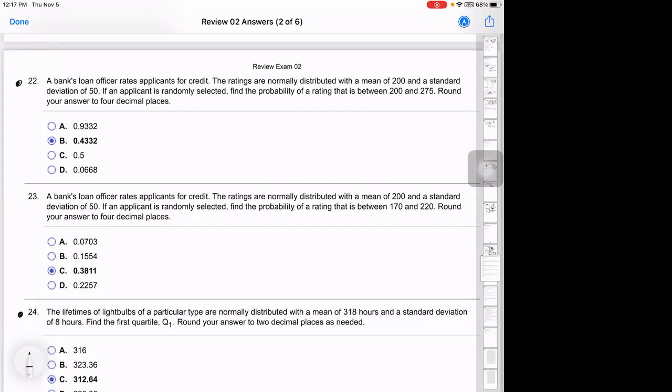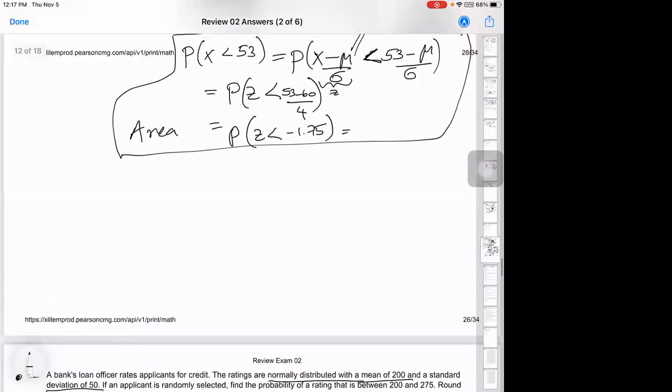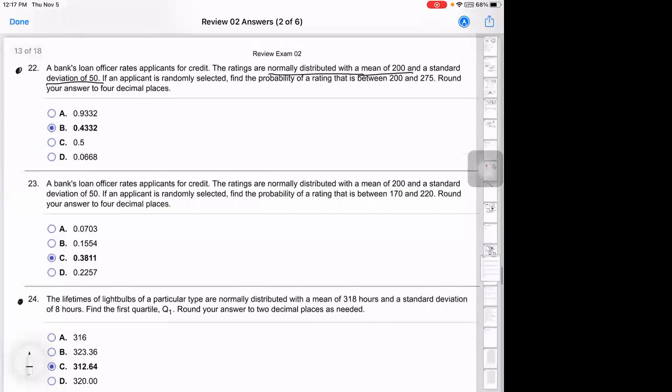Okay, let me go through question number 22 real quick. Rates application for credit, normally distributed. Just a normal distribution with mean and given standard deviation. I'll use my second notation, this one. It is very easy to solve this kind of question. Find the probability the rating is between this much. They have these normally distributed values, 200 and 275. So they need the area between these two.